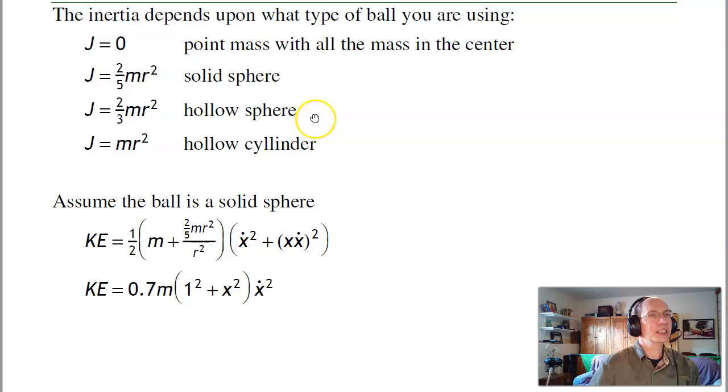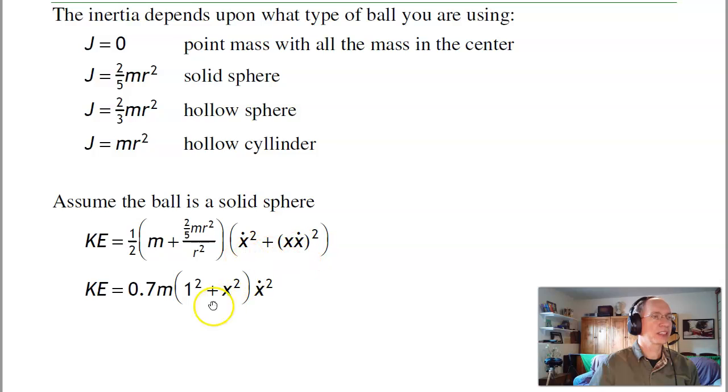J depends upon what type of ball you have. If I have a point mass, the rotational inertia is 0. If I have a solid sphere, it's 2/5 mr squared. Hollow sphere, 2/3 mr squared. Hollow cylinder, mr squared. I have to define what kind of ball it is. Let's assume it's a solid sphere, like a ball bearing. In that case, I substitute for J and pull the masses outside. The kinetic energy is 1/2 m plus 2/5 m, which gives you 0.7 m.